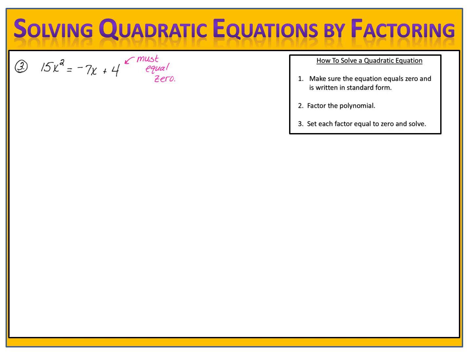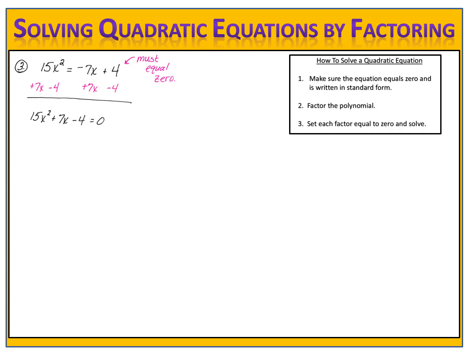Exercise 3 has 15x squared equals negative 7x plus 4. We want to find the numbers for x that make this equation true. The first thing we know is that the equation must be equal to 0 and that we want to keep the x squared positive. X squared is positive where it is, so we'll add 7x to both sides and subtract 4. Now we have the polynomial 15x squared plus 7x minus 4, and that is equal to 0.